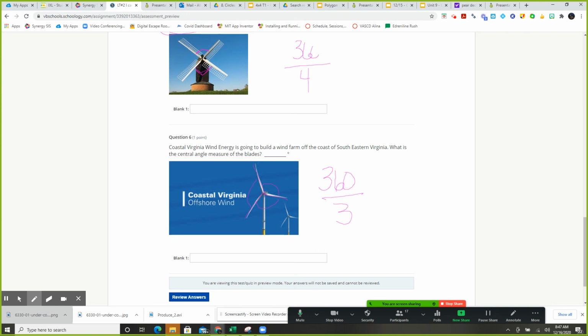But these are more modern. They're huge. Those blades are like, I don't even know, 58 feet long. They stand about 150 feet tall, 200 feet tall. They're like the size of a 15 or a 20-story building. So what's my answer there? What's the central angle of those giant windmills? 120.